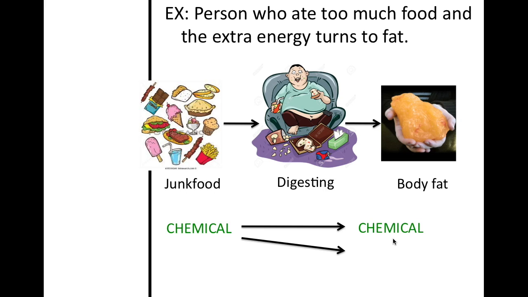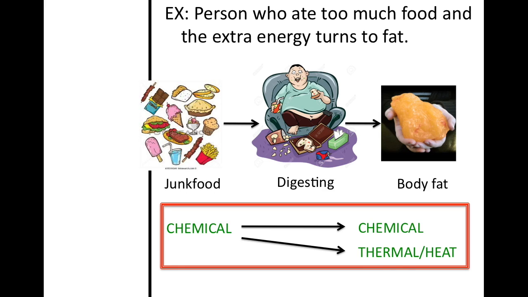Now, there is also a second thing that occurs, and this is pretty much with any process. You always lose heat or thermal energy as a byproduct. So we have chemical energy going into chemical energy, which is stored as fat, and we also have some of the chemical energy being converted into thermal energy or heat energy.